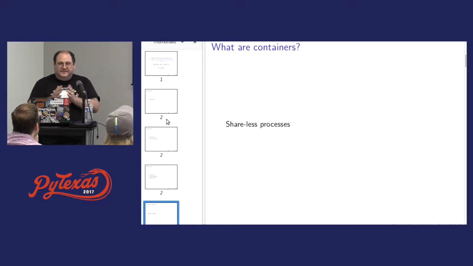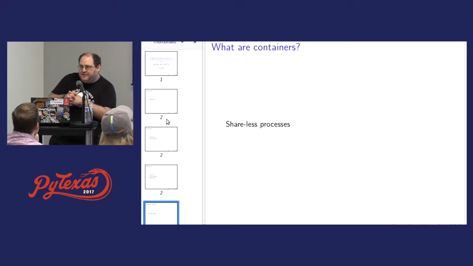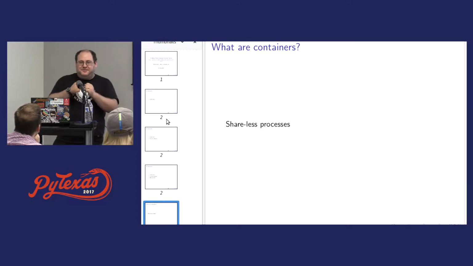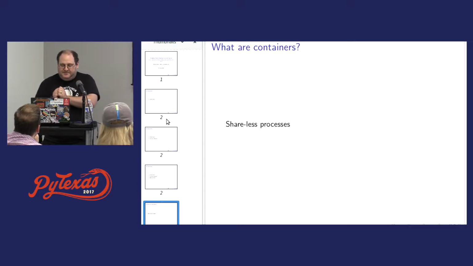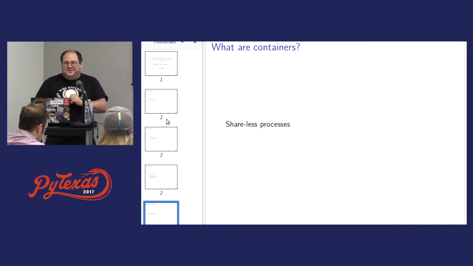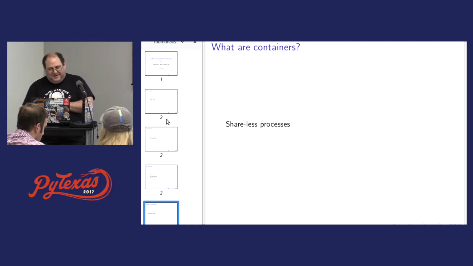Okay, so what are containers? Basically, the best way to think of them is share-less processes. That's not shareless, it's share less, meaning these are processes that share less with each other. So they don't share limits, they don't share file system, they don't even share PID namespace. All of these things can be shared optionally. Docker has about 5 million options to exactly what you want to share with what. But basically, they're processes that share a lot less with each other.